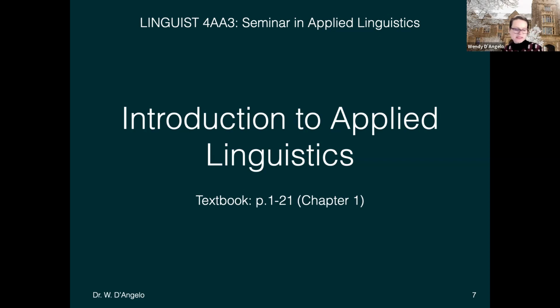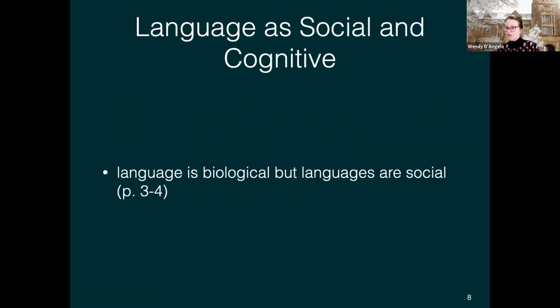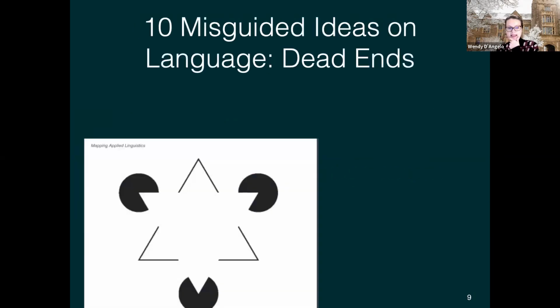Okay, so this is sort of the beginning preamble to the discipline of applied linguistics, or linguistics applied, and we'll talk a lot more about what it still means. Like what is applied linguistics, right? So first off, though, we have to think about these misguided ideas about language. So we have already understood that language is both social and cognitive, right? And now we will move into the misguided ideas on language.